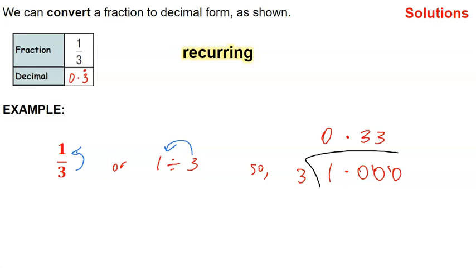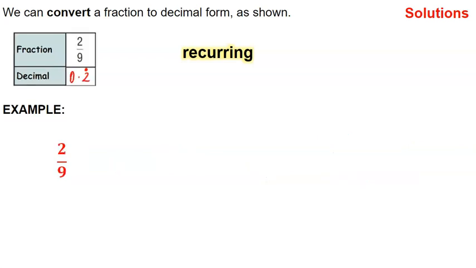So we introduce a 0. And we ask, does 3 fit into 10? And the answer is 3 whole times, remainder 1. So we introduce a 0. And you can see a repeating pattern. This is called a recurring decimal. Here's another example of a recurring decimal.